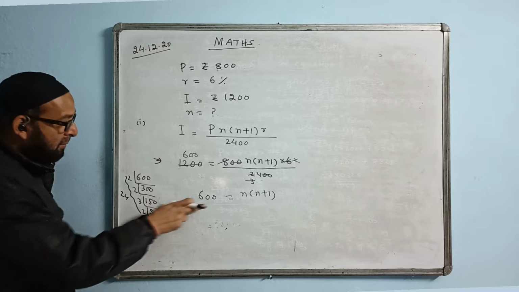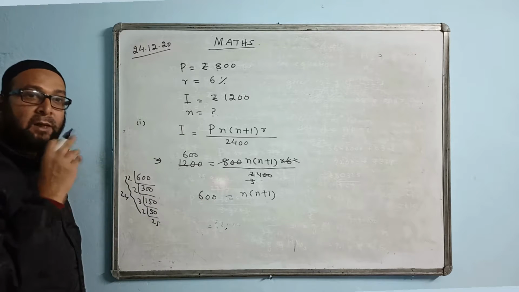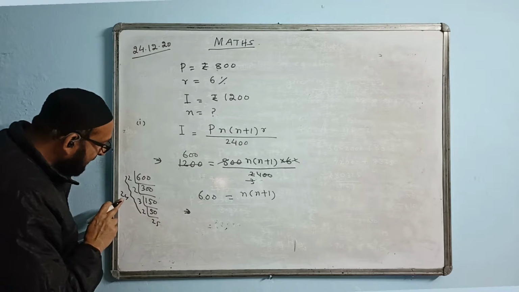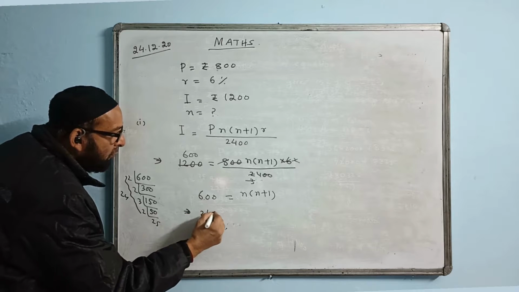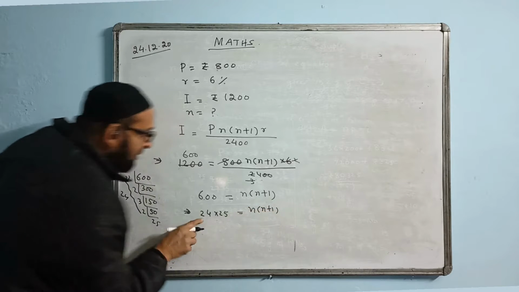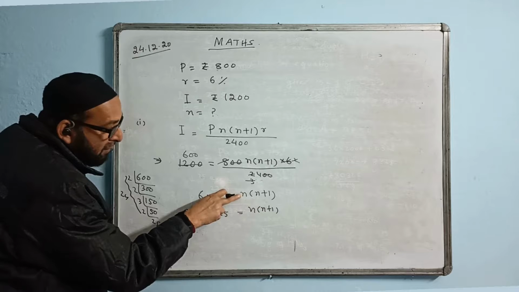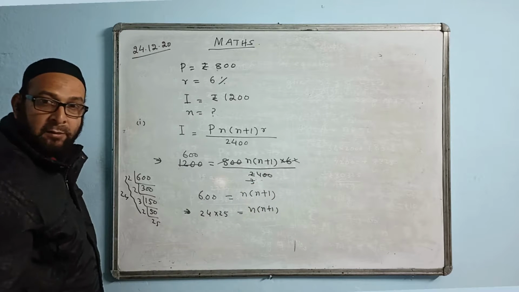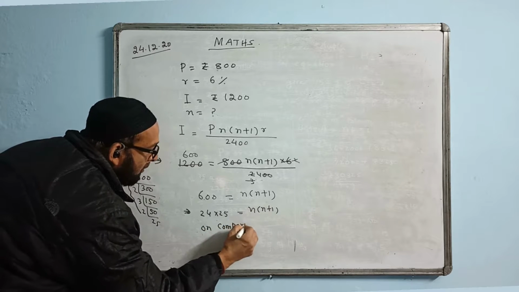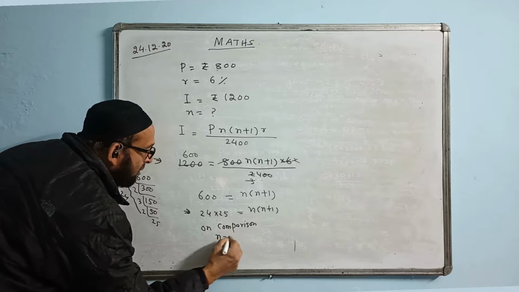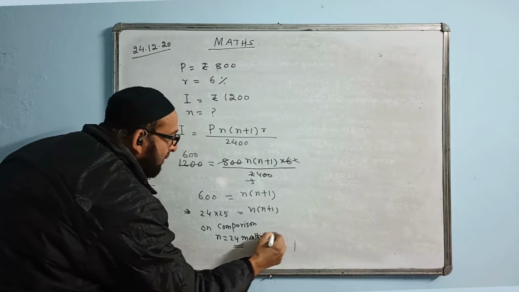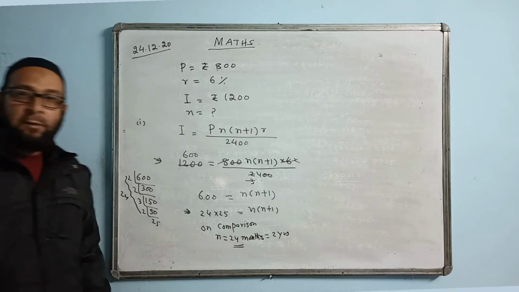This will always happen: the number out here, whatever is there, will always be a multiple of two consecutive numbers. That means instead of 600 we can write 24 into 25, first the smaller one, equal to n into n plus 1. Write the smaller one first and then the bigger one, because n is first and then n plus 1 is later on, one more than that. Then on comparison, n value is coming 24. 24 months is how many years? 2. So 2 years. That's the answer.